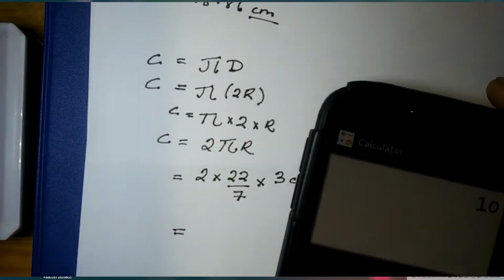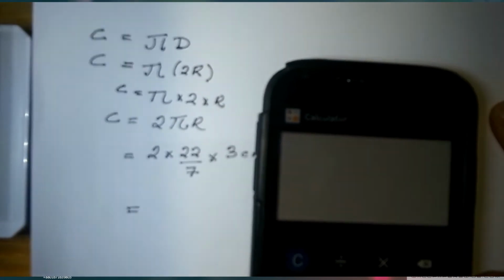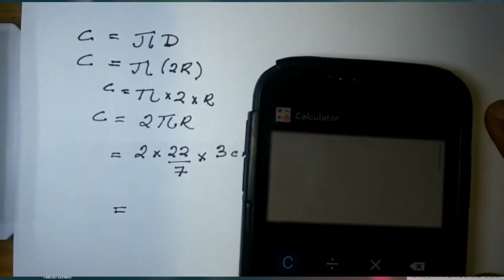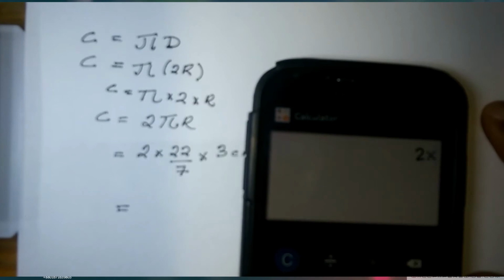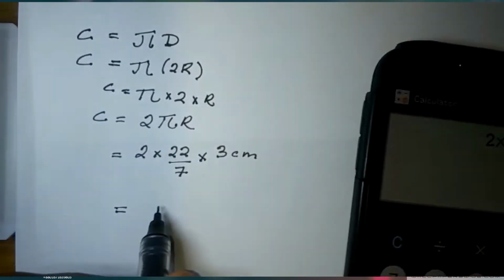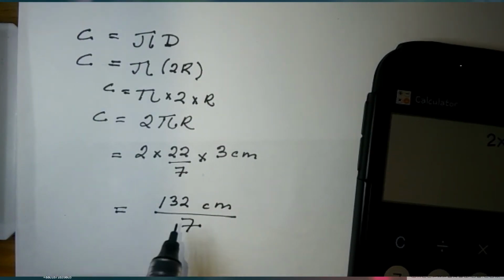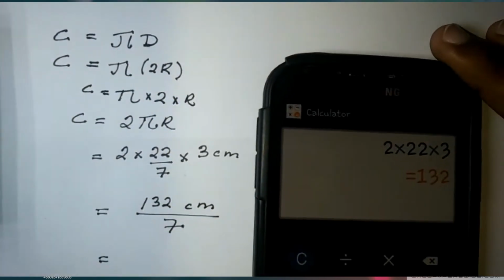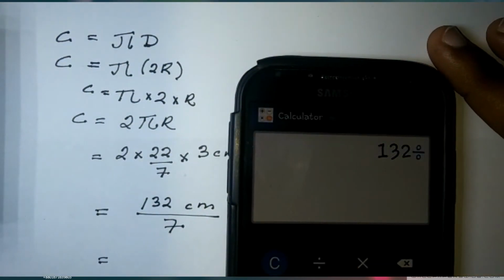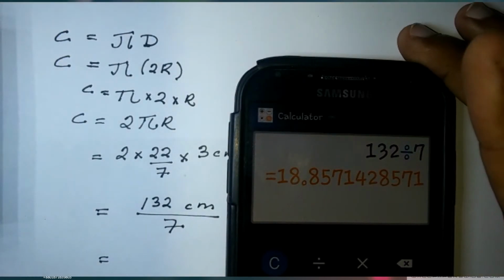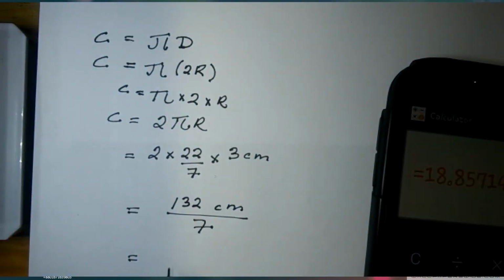Now I'm going to put it in my calculator. Alright? 2 times 22 times 3, great, is equal to 132. So I'm going to put my 132, and remember, it's centimeters. Also remember, follow your formula and divide by 7. So 132 divided by 7 will give me 18.857.